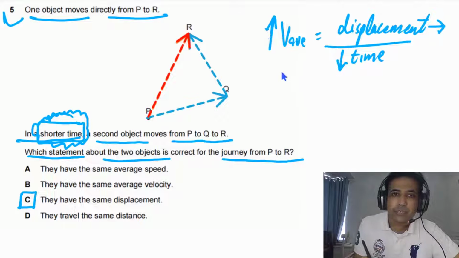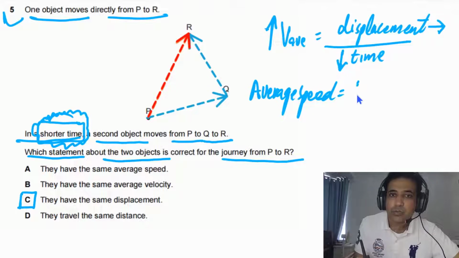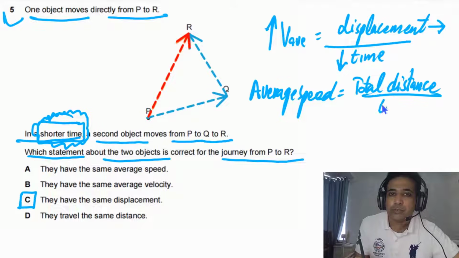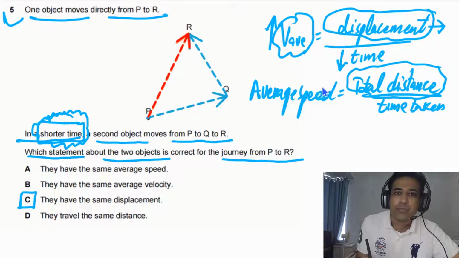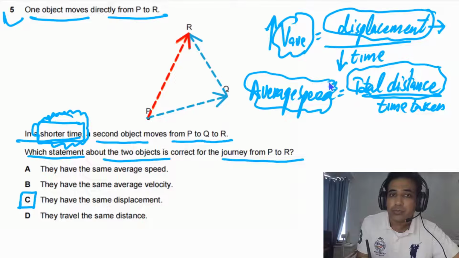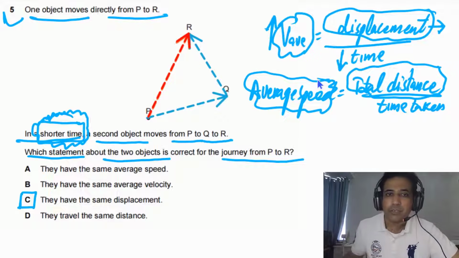So very important concept. And average speed is the distance. So average speed is total distance over time taken. So distance and displacement are two different quantities. So the average velocity and average speed are also different. So you have to be clear about these concepts.